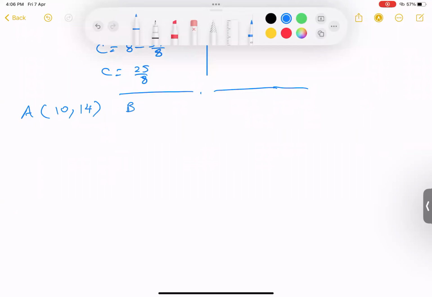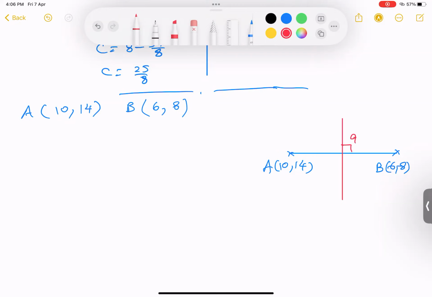B coordinate, let's take (6, 8). So AB is given. Always make a diagram like this, and the question becomes easy for you. A rough idea: a line which goes through the middle and makes 90 degrees, and this is M, the midpoint.